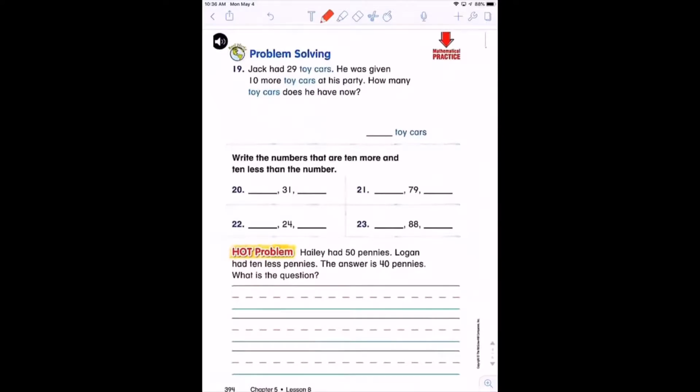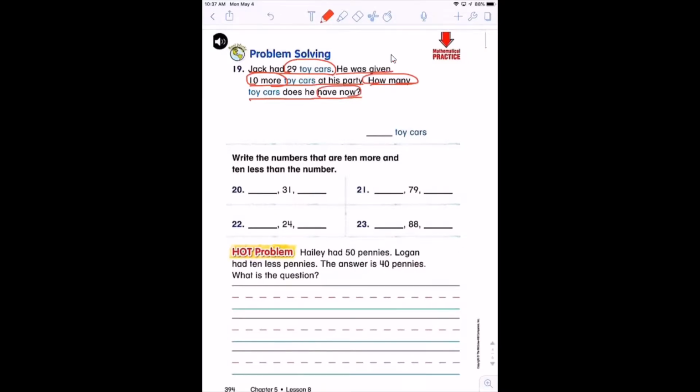Okay, so it says Jack had 29 toy cars. He was given 10 more toy cars at his party. How many toy cars does he have now? Okay, so Jack had 29 cars. He was given 10 more at his party. Now, how many toy cars does he have now?